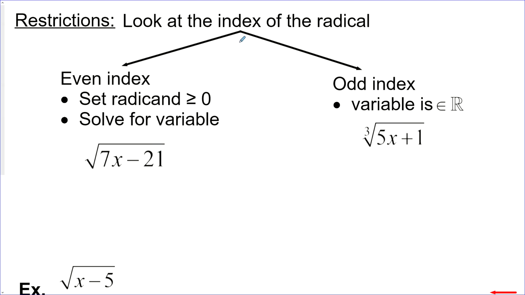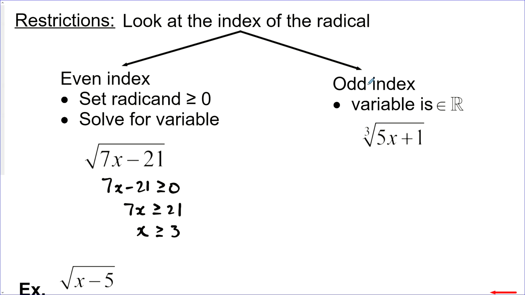First, we look at the index of the radical. If the index is even, we set the radicand greater than or equal to 0 if we want real numbered results. So 7x minus 21 is greater than or equal to 0. Add 21 on both sides. 7x is greater than or equal to 21. Divide by 7 on both sides. X is greater than or equal to 3.